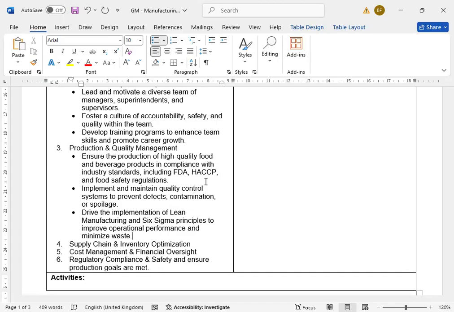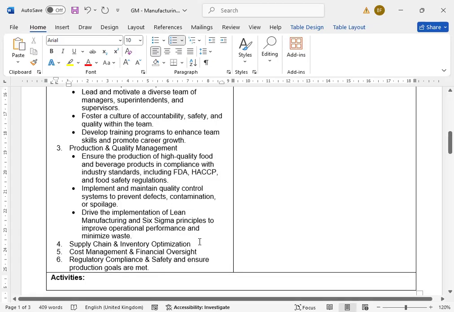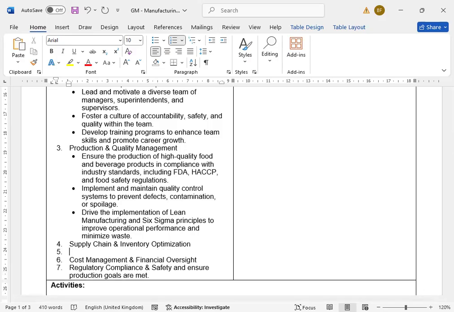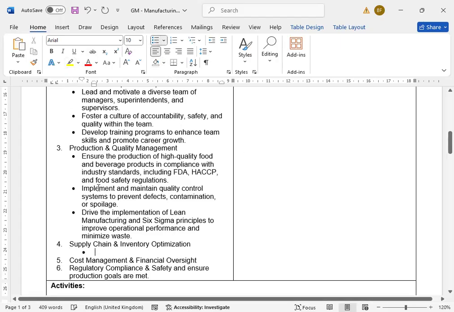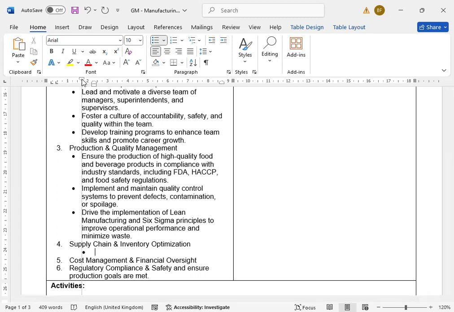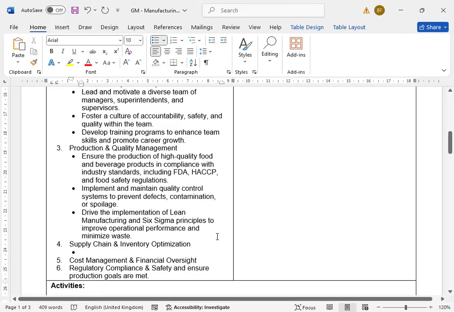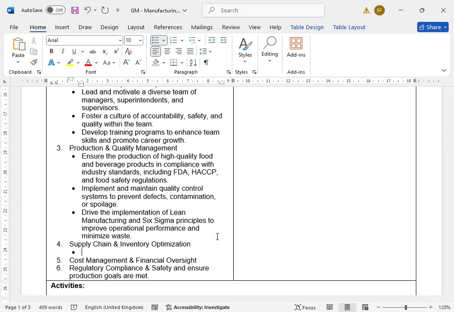Now let's go to number 4. Under supply chain and inventory optimization, what are we going to do? Still not going to the right place. Something went wrong with the Word document, or something is wrong with me not doing it properly. Anyway, supply chain and inventory optimization.